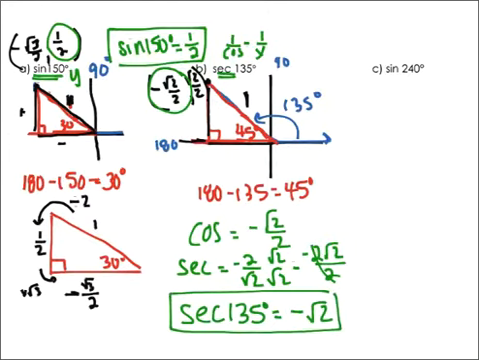Let's try another one. Sine of 240. All right, let's start by graphing the angle. 180 is to the left, 270 is down at the bottom. So I know that 240 is going to be somewhere between 180 and 270. I'll just make my angle there.